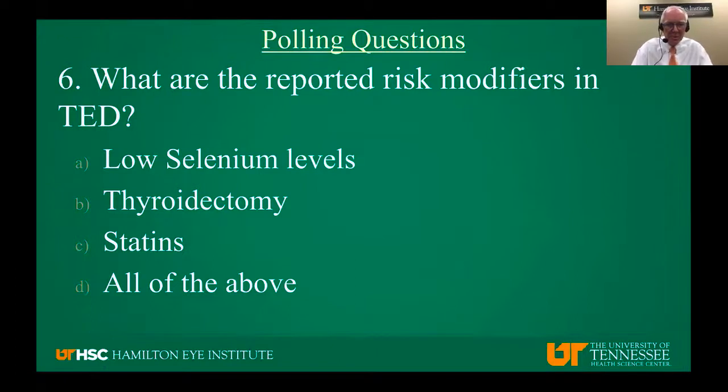The other question is, what are the reported risk modifiers in thyroid eye disease? What has come out over the last 10 to 12 years? I'm going to put these three things up. I'll discuss each one of them a little bit, but I'd like everybody to take a shot at what's going on here with these three entities. Do they think one of them stands out? All of them are involved? Whatever. So let's see the group.